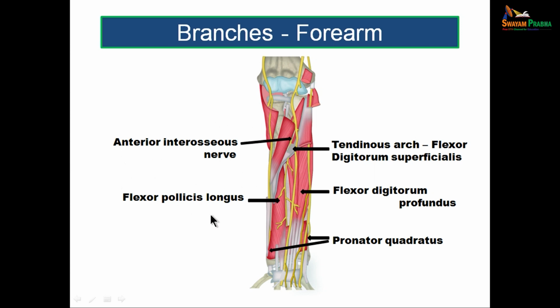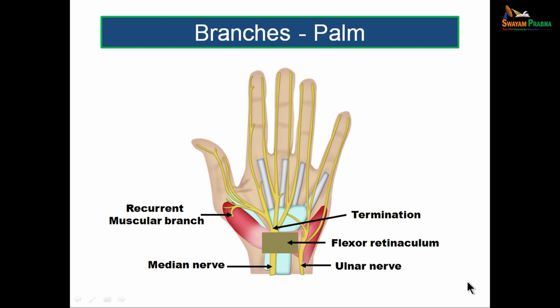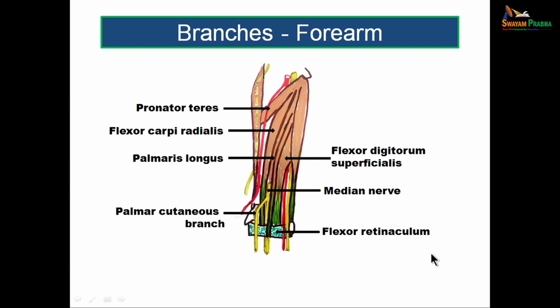As it comes down, you find the median nerve will give one more branch, and that is the Palmar cutaneous branch. This Palmar cutaneous branch of median nerve will arise from the median nerve above the flexor retinaculum, that is proximal to the flexor retinaculum, and it will descend down to supply the palm. As the name indicates, it is a Palmar cutaneous branch, so it is going to supply the palm.